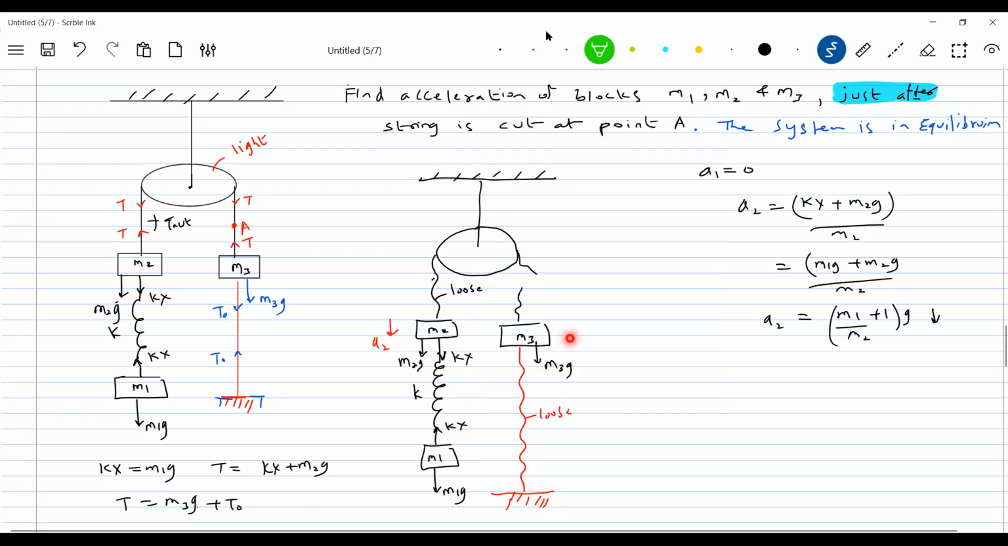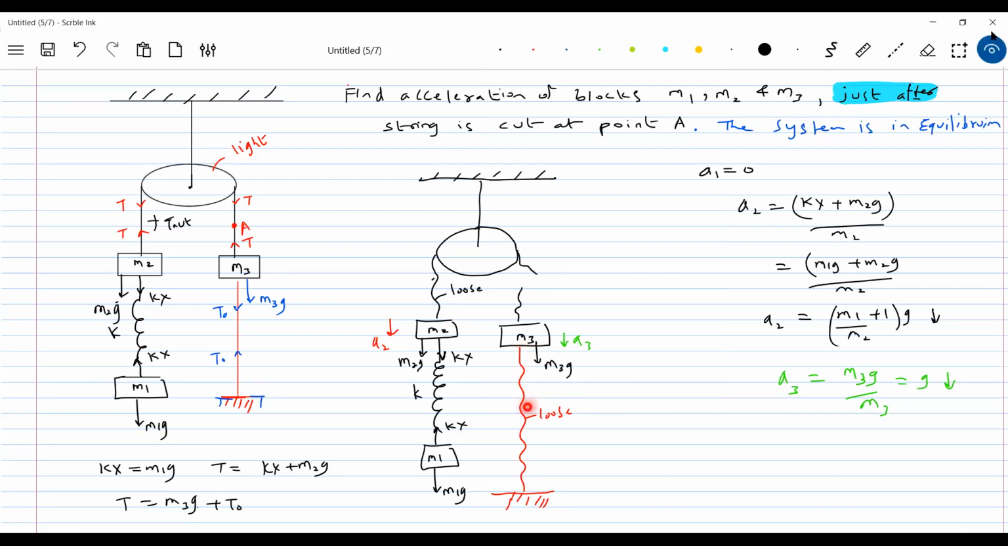These are the best problems for students to really make observations. The acceleration of the block equals M3G by M3, which is equal to g downward. So many ideas I'm introducing here. So many ideas are brought here. Are you making observations?